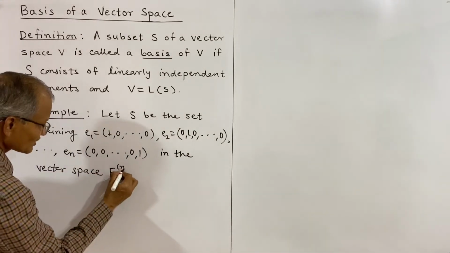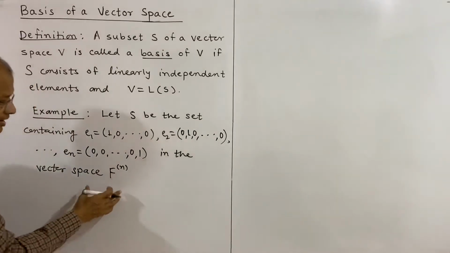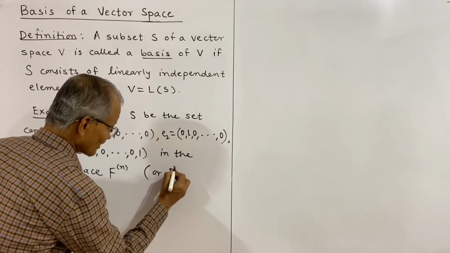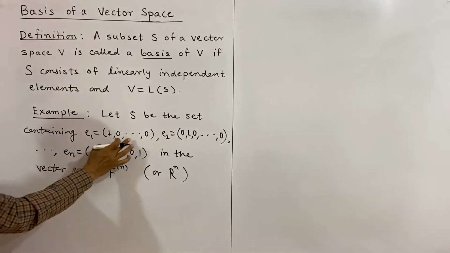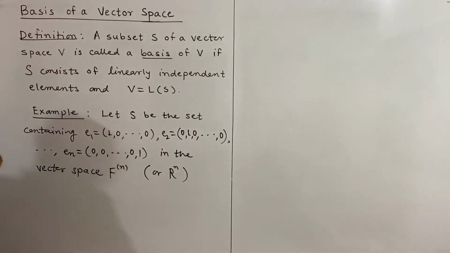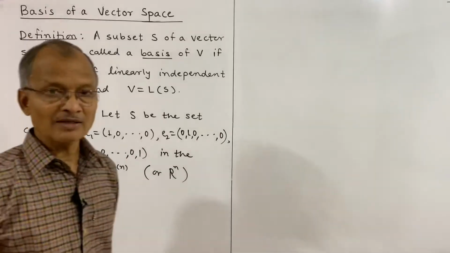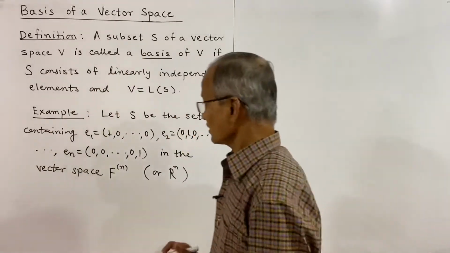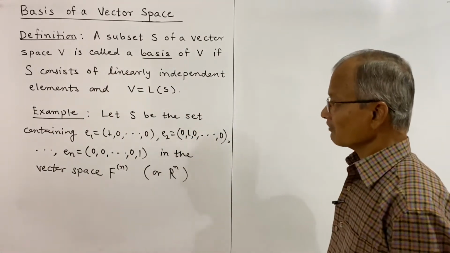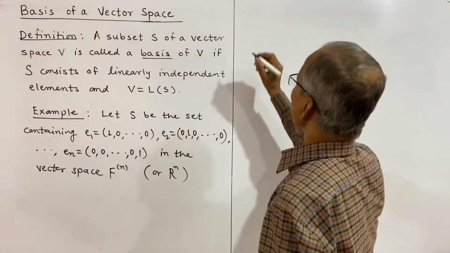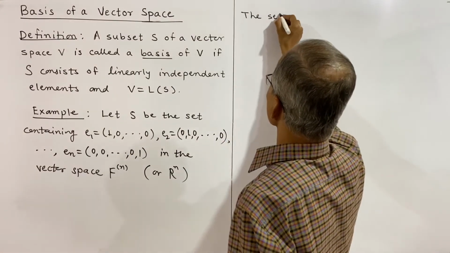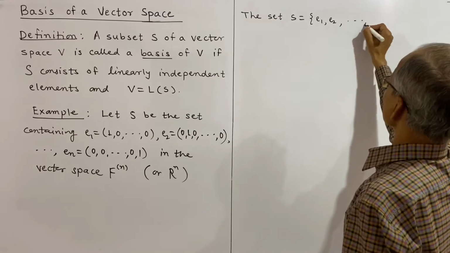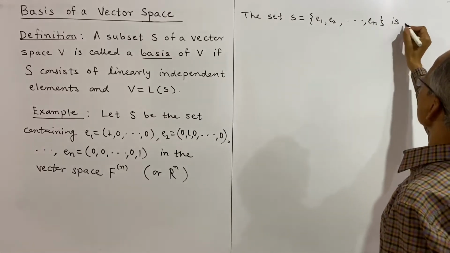This vector space we have denoted by Fn, or we may say Rn, n dimensional, because every vector has n components, an n-tuple, and this is the set. We shall show that this spans Fn. Now the first thing is that the set S equal to E1, E2 up to En is linearly independent.